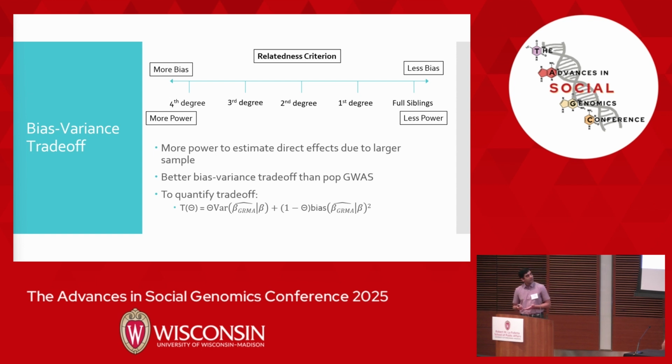And so to quantify this trade-off, we've developed a trade-off statistic that's a weighted average of the variance of the estimates and the bias in the estimates. Theta is chosen according to the researcher's preferences, and they would want to choose the degree that has the minimum T of theta. When theta is equal to 1/2, this corresponds to minimizing the mean squared error of the estimates.